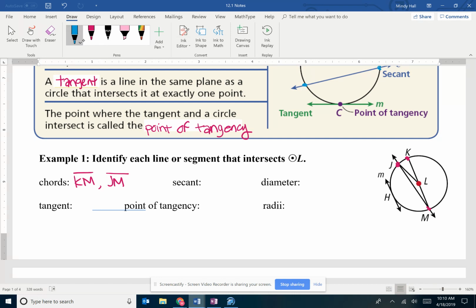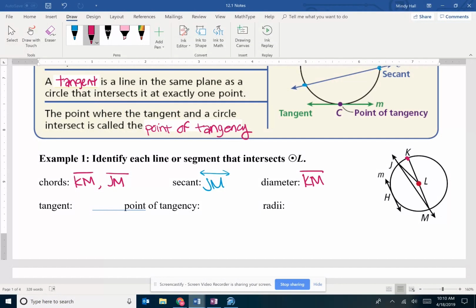When we get into secant, it's also going to be JM, but now we need to recognize the fact that it is a line. So to do that, you just write JM, and you draw little arrows on the end of the line you put above it. For diameter, it is going to be KM again, because it goes through the center. And again, we have just the straight line.